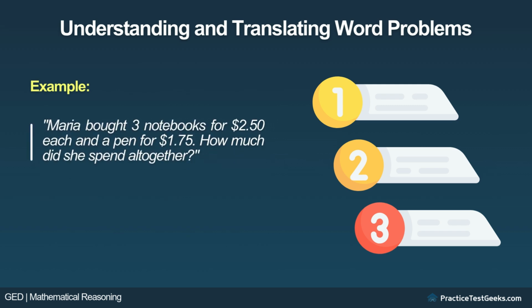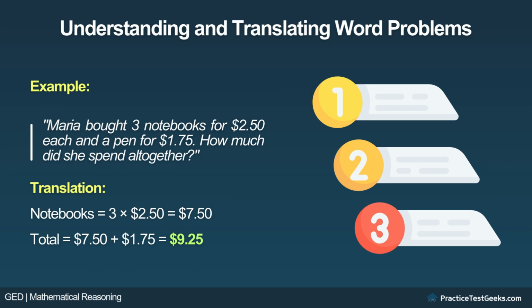Maria bought 3 notebooks for $2.50 each and a pen for $1.75. How much did she spend altogether? Let's break that down. Notebooks equals 3 times $2.50 equals $7.50. Total equals $7.50 plus $1.75 equals $9.25. So, Maria spent $9.25 in total. This strategy, read, underline, identify, translate, and solve, will help you tackle word problems confidently and accurately on test day.